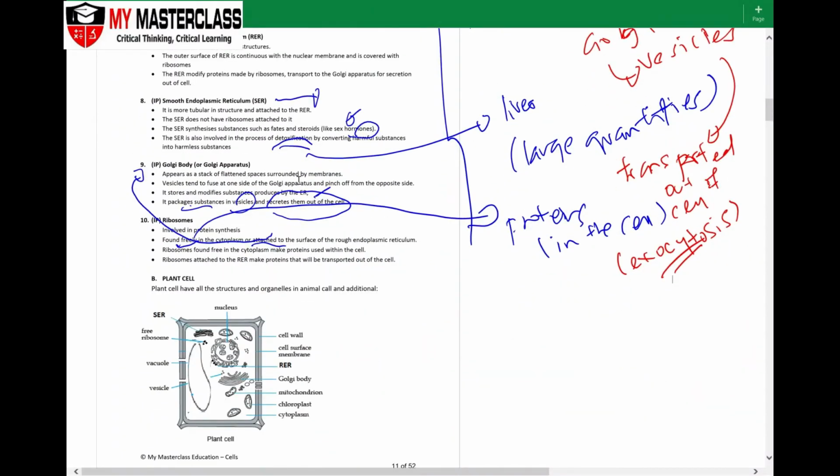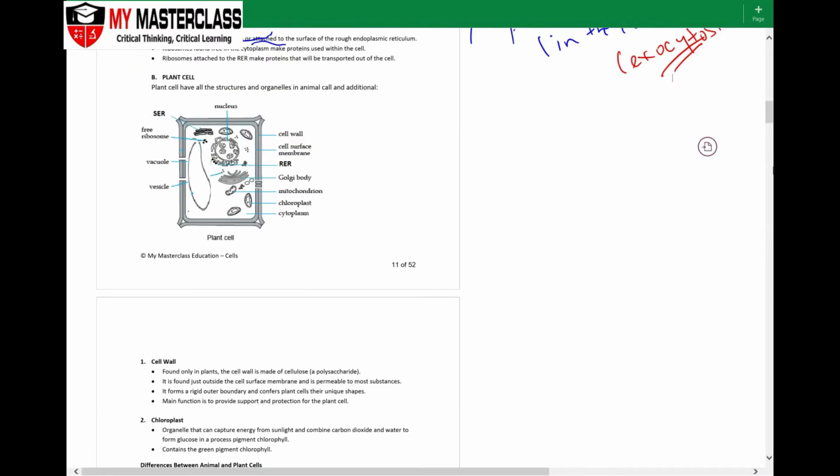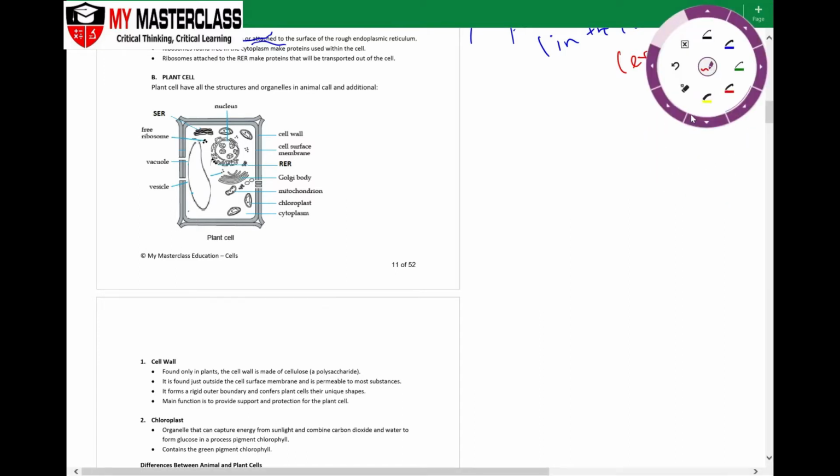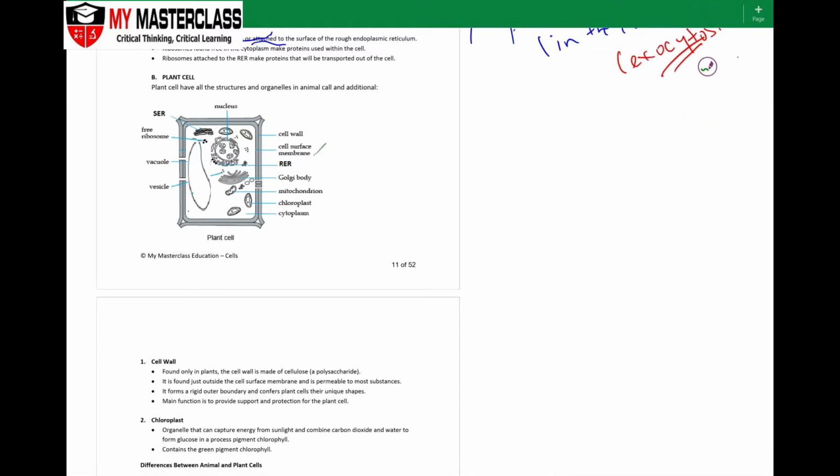Okay, so moving on to your plant cells, you see it has very similar things. In your plant cells, you also have things like your cell surface membrane. You have RER, which is your rough endoplasmic reticulum, Golgi body, mitochondrion, cytoplasm, free ribosomes, and vesicles, which is for transportation.